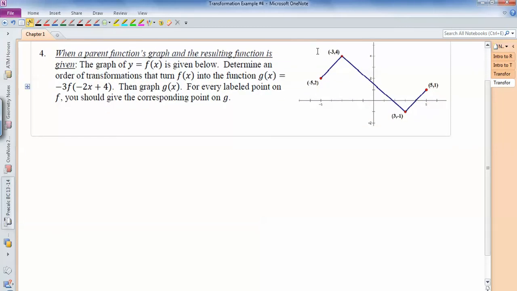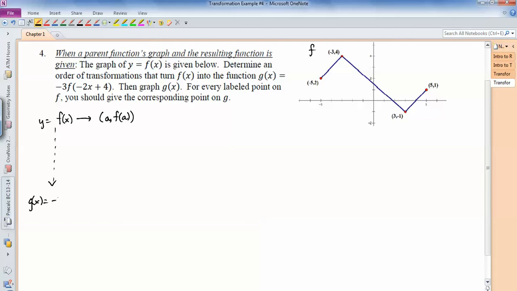So this is the graph of f right here. That's the graph we're given. And so the general point that I'm going to pick on f is just, this is y equals. So if my a is my x value, then I just plug it in here and my y value is f of a. So it's a very general idea there. I know that this has to turn into g of x equals negative 3f of negative 2x plus 4.